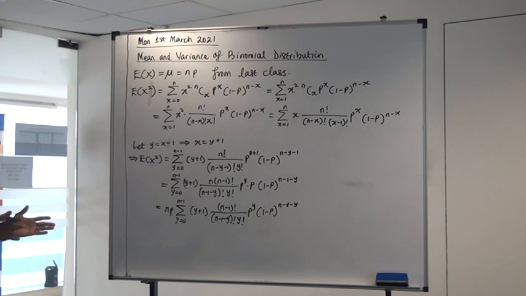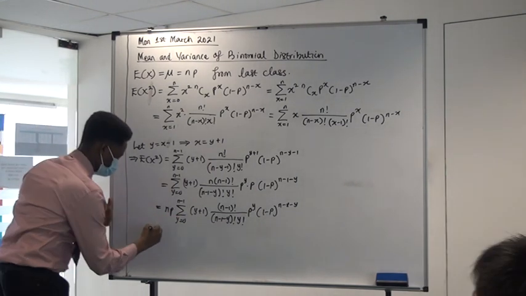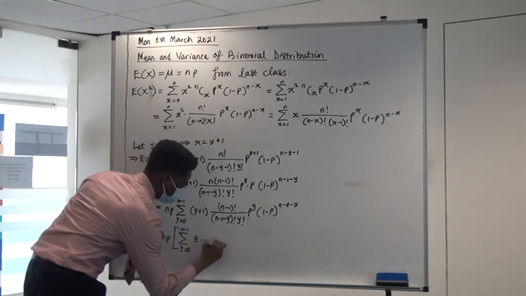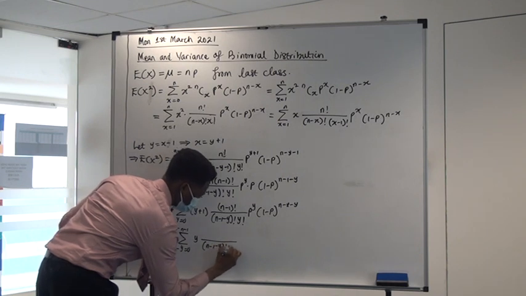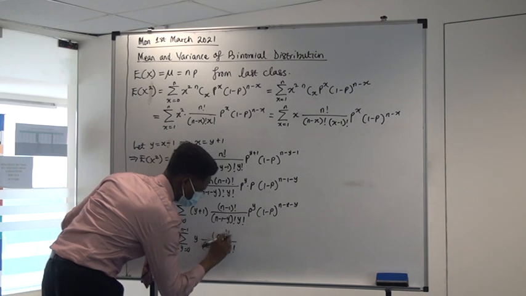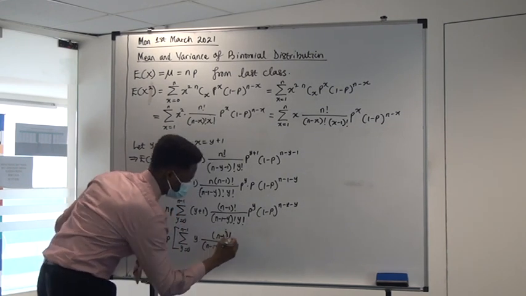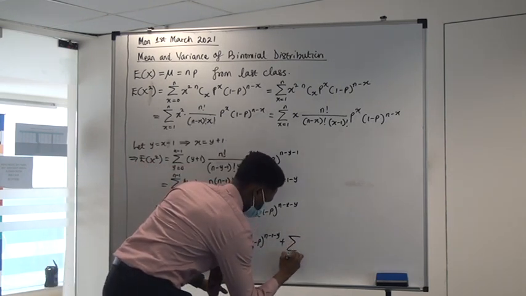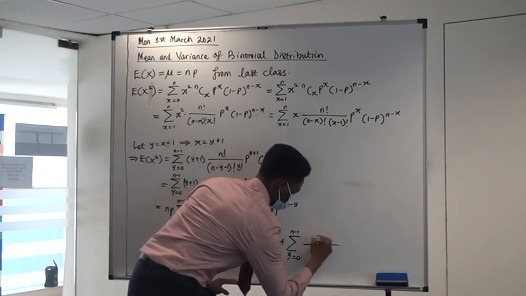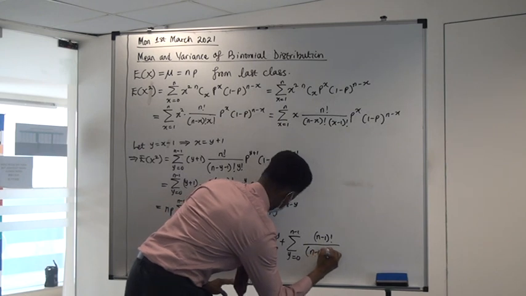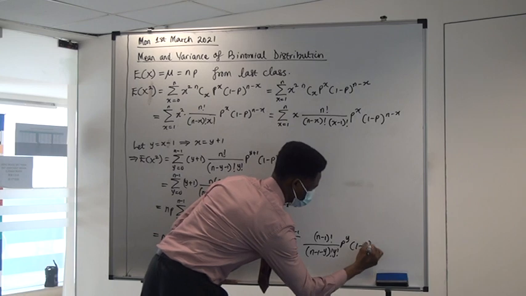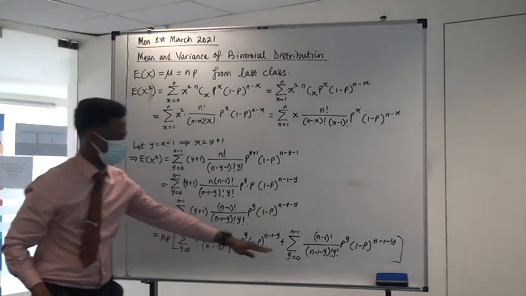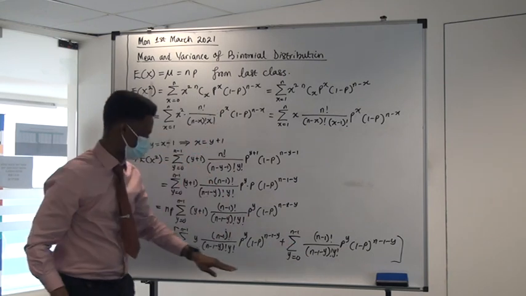Then we split into two because of this, and you get np times two summations, one containing y, p to power y, 1 minus p, n minus 1 minus y, and the other one does not contain y. This we already established is going to be 1. So this was what we couldn't finish last time.